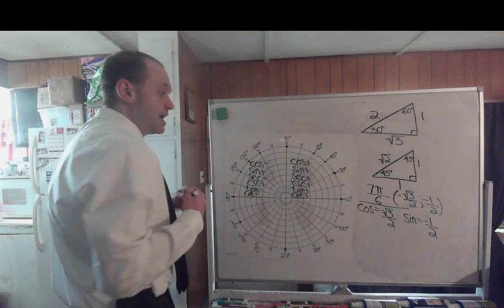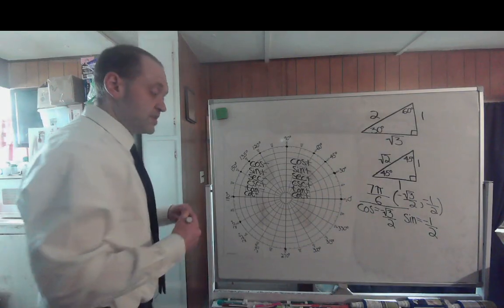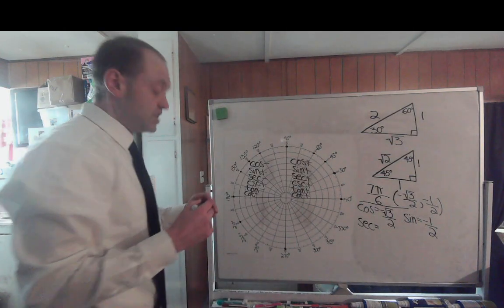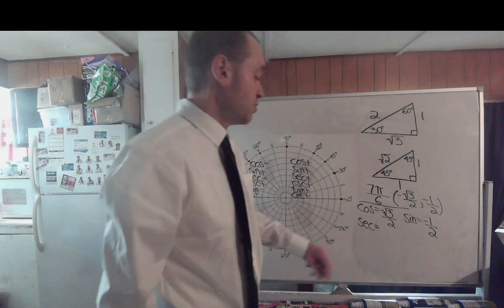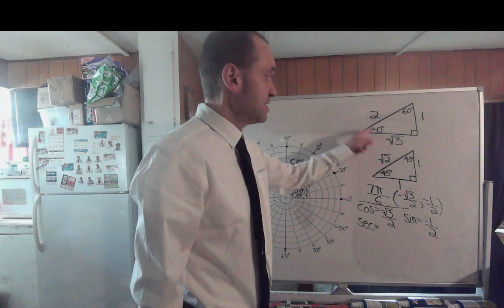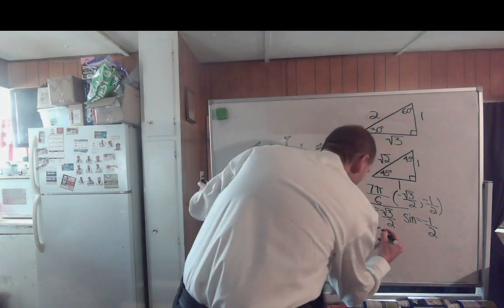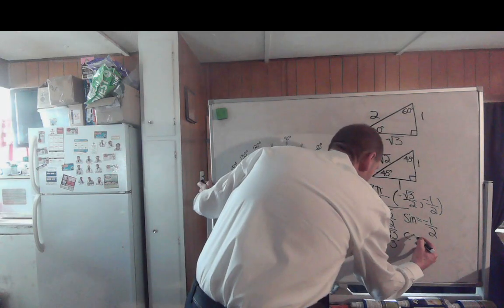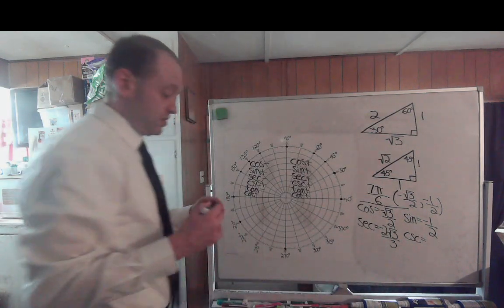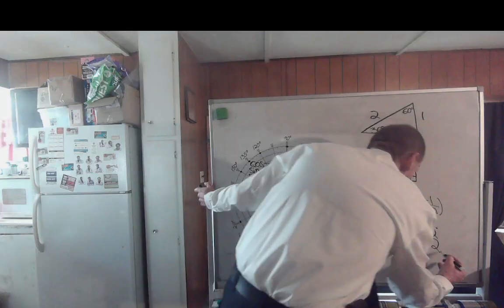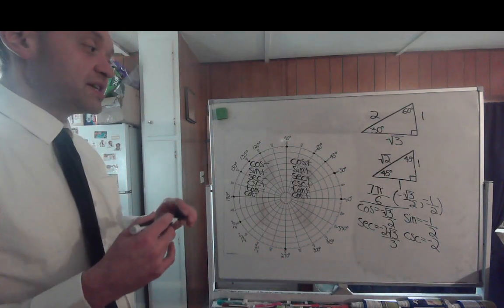Alright, now let's find the secant. So since your cosine's negative, your secant also will be. Secant is going to be hypotenuse over adjacent, so that'd be negative 2 times the square root of 3 all over 3. And then your cosecant, well, if your sine's negative, your cosecant will be. The reciprocal of negative 1/2 is negative 2. Now, something very interesting about your tangent and cotangent.